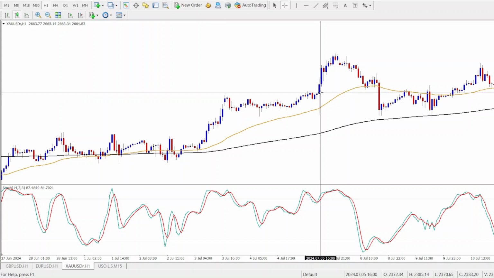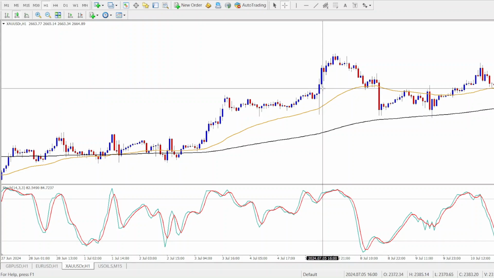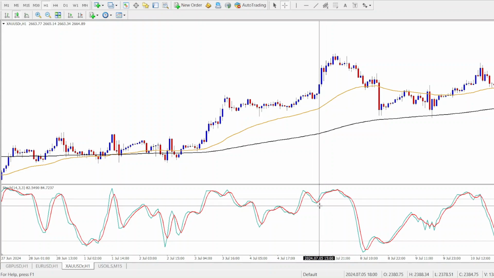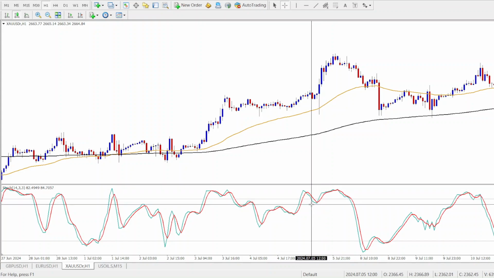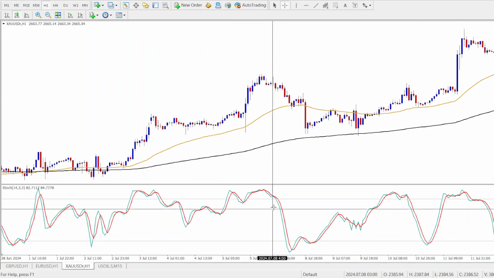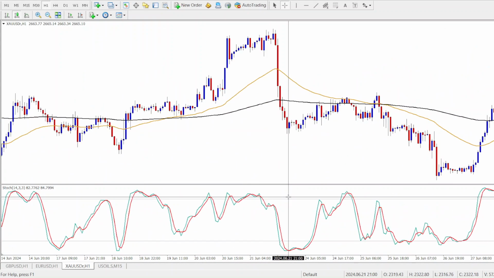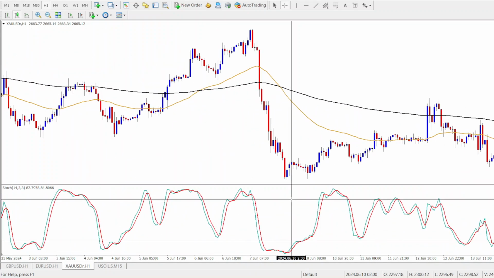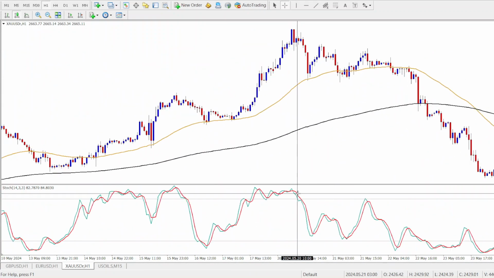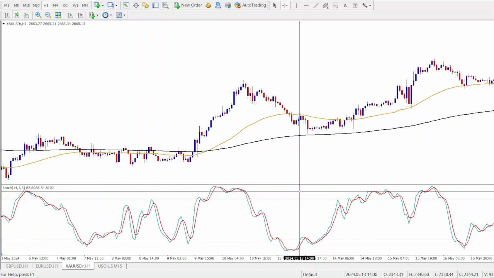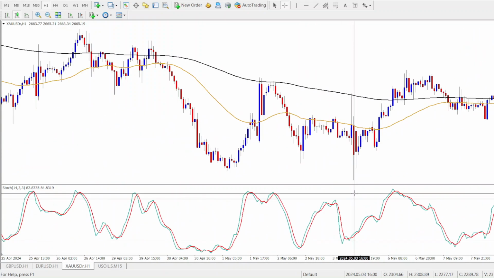The next thing to do is confirm the setup with the stochastic oscillator being in the oversold zone, below 20. In this situation, the stochastic was in the overbought, so it was not a good one at all. We're going to look for another opportunity because the stochastic has to be in the oversold. Very, very important.